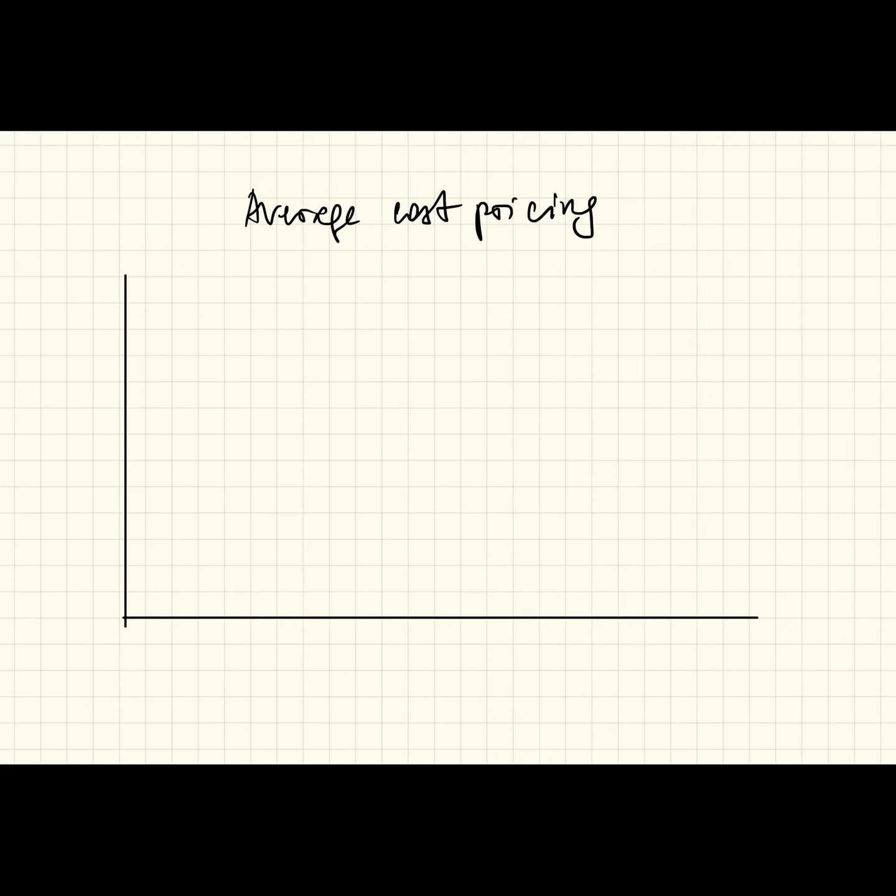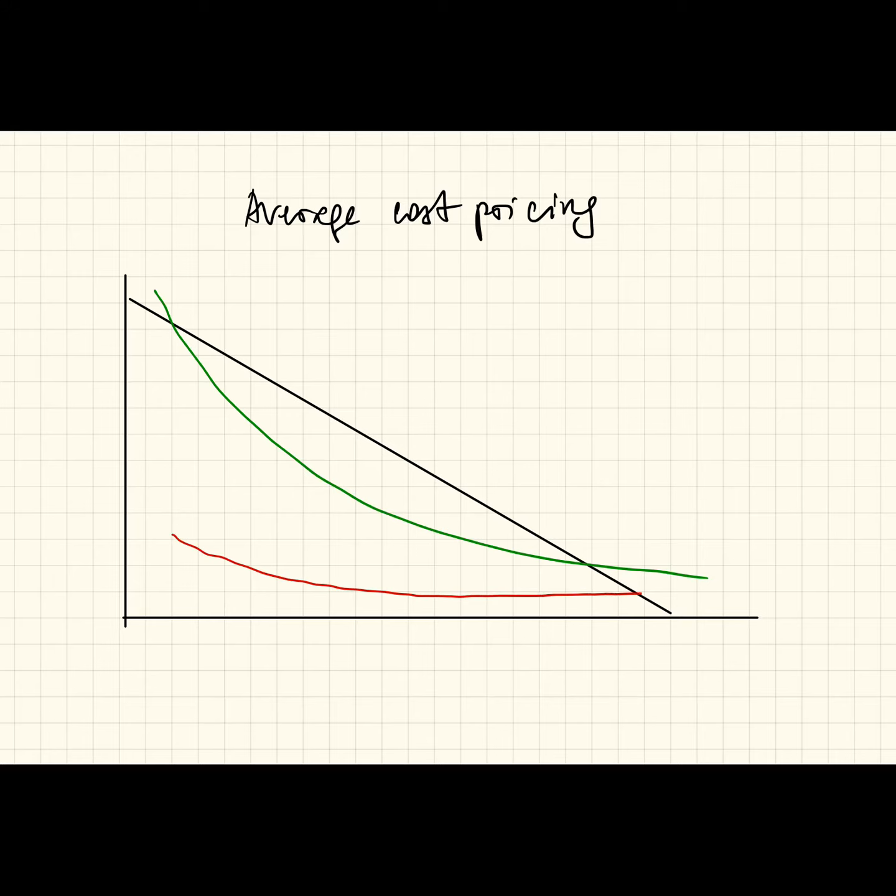So an alternative, something called average cost pricing. And let's just redraw this diagram. So what do we need here? We need demand curve. We need ATC curve. We need MC curve. And that's it. So this is demand, which is the same as price, which is the same as MB. This is ATC, and this is marginal cost.